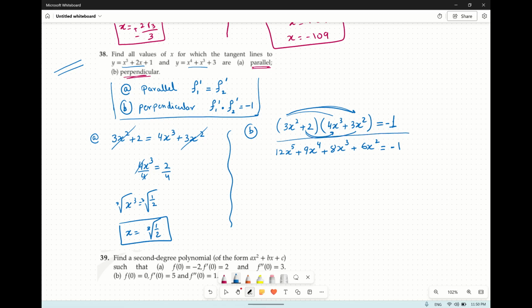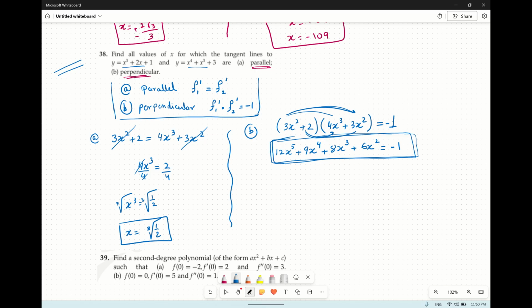Now this type of function, if you put it on shift solve, the calculator will take a very long time to solve this one, and this is a power 5. So normal calculators cannot solve this. This one would usually require a graphing calculator to solve.